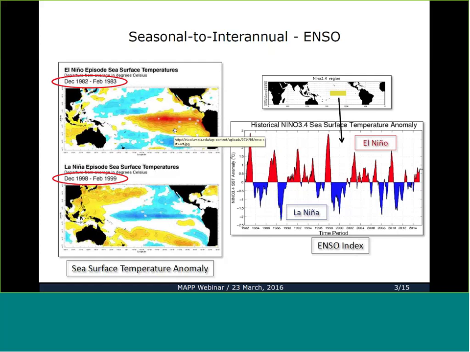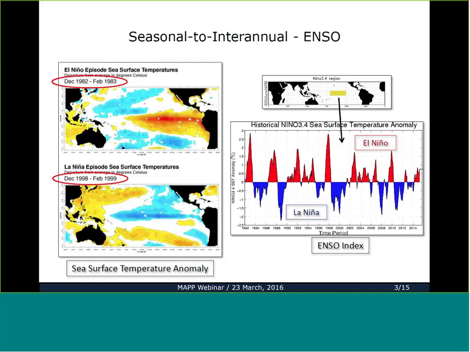Relates to a warm state of sea surface temperature in the tropical Eastern Pacific. And opposite of that is a colder state of the sea surface temperature in the tropical Pacific, an example of which is shown in the bottom left.